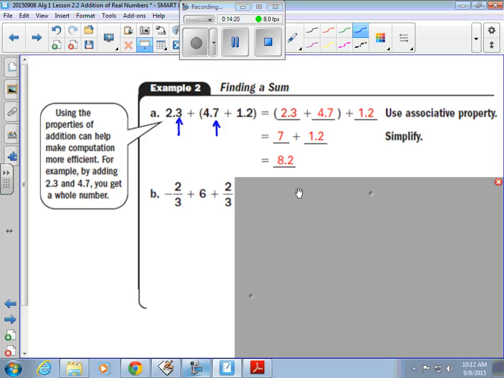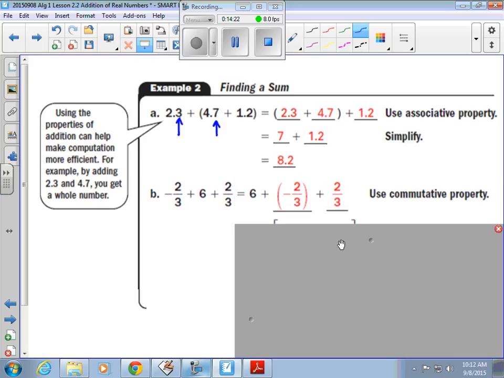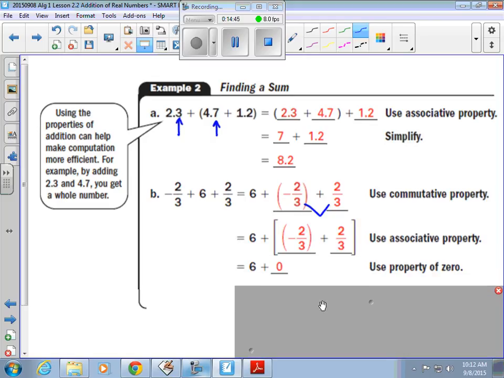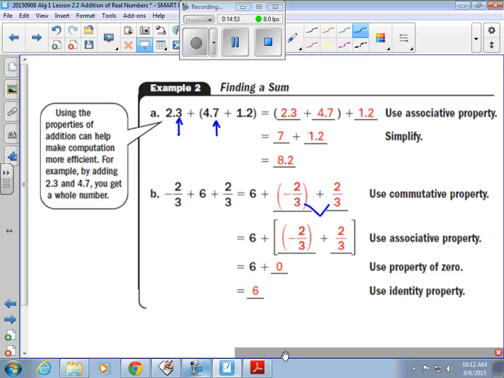Here's where it helps a lot when you have fractions. Negative 2/3 plus 6 plus 2/3. With the associative property, if we put negative 2/3 and positive 2/3 together, instead of putting them together with 6, it's going to make it a whole lot easier. Negative something and positive something, that's just the property of 0 right there when we put those two together. Now we've got 6 plus the number 0. And then we know 6 plus 0, anything plus 0 is whatever it was, using the identity property. It was 6. You added 0 to it, and it remained 6.